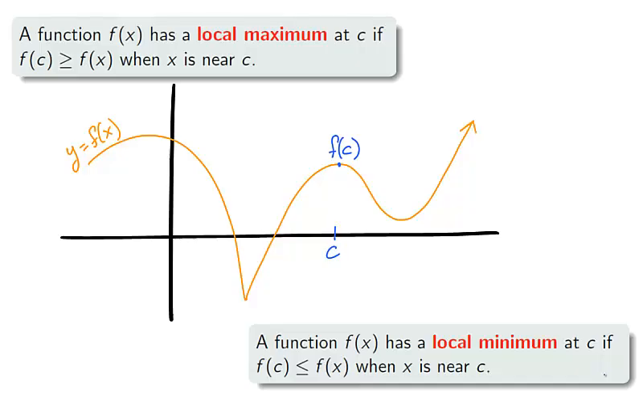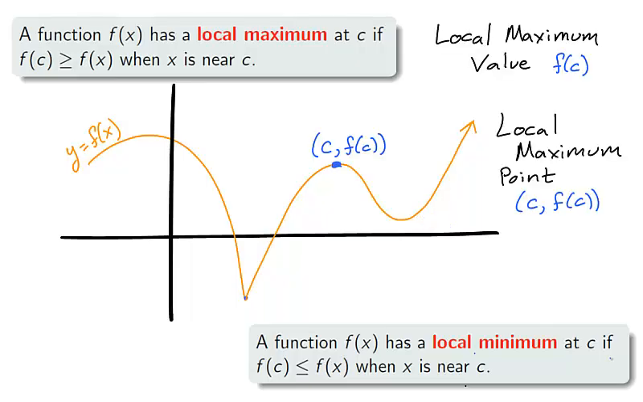More formally, a function has a local maximum at c if f of c is larger than f of x when x is near c. Now, near is a vague term. We mean that for some open interval (a, b) around c, no matter how close the endpoints, the values f of x on that interval are lower than f of c. In a similar way, f has a local minimum at c if f of c is smaller than f of x when x is near c.